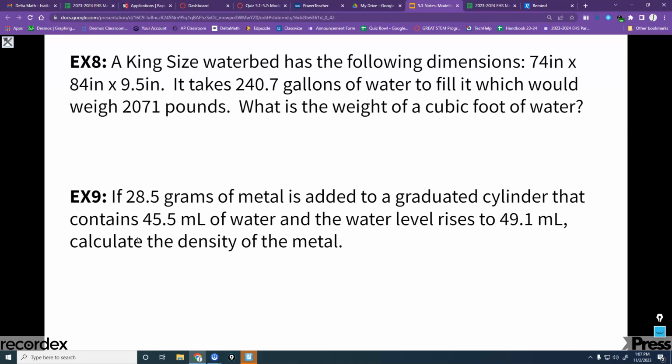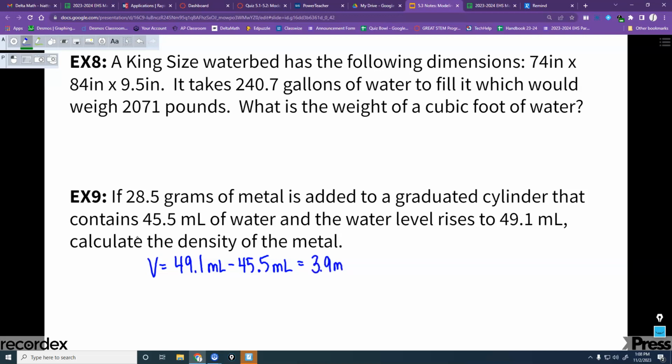So in this case, to find my volume of this particular piece of metal, I would do 49.1 milliliters minus 45.5 milliliters, and what's that give you? 49.1 minus 45.5 is going to give us 3.6 milliliters. So the amount that it changes there is our volume.